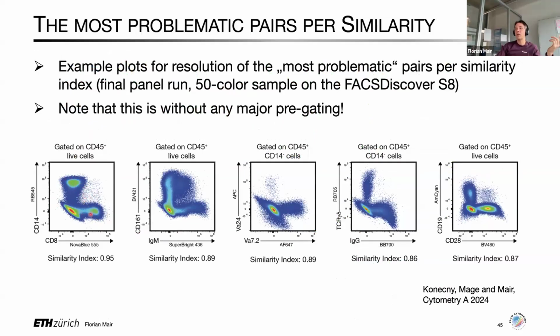But you can see even without, the resolution is pretty nice, and you would even be able to identify probably the double positives here. And that's across the board for all these. So those are the top 5 most similar fluorochrome pairs in that 50 color panel, with the NovaFluor Blue 555 and the Real Blue 545 being the most problematic one.